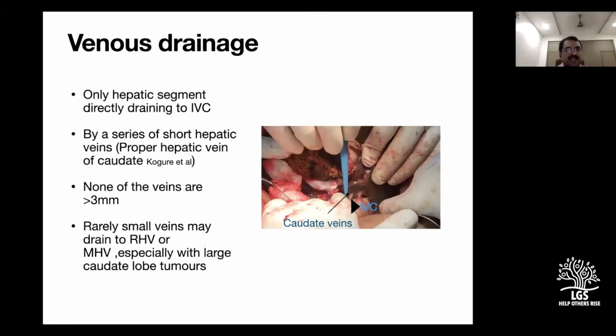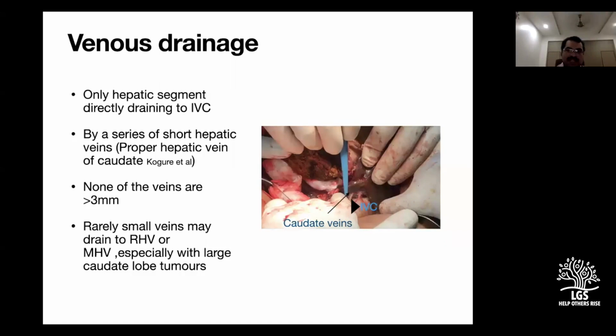For the venous drainage, it is the only hepatic segment directly draining to the IVC. This is very important when you have veno-occlusive disease or in cirrhosis. There will be relative enlargement of caudate lobe because the venous drainage of caudate lobe is independent of other liver segments. They are drained by a series of short hepatic veins directly into the IVC. And none of the veins are more than 3 millimeters. So the detection of caudate veins in imaging is very difficult.